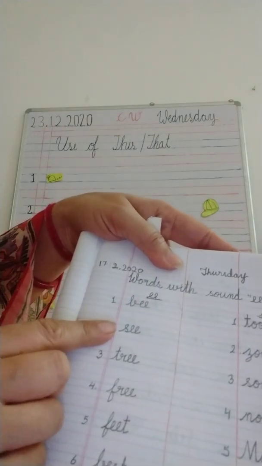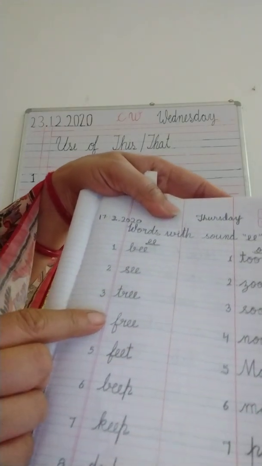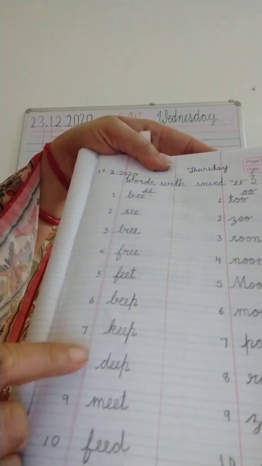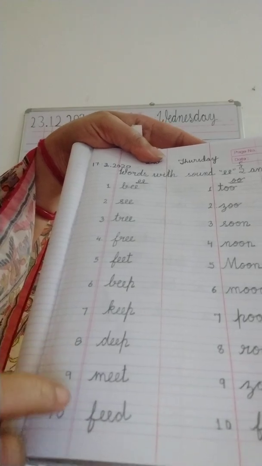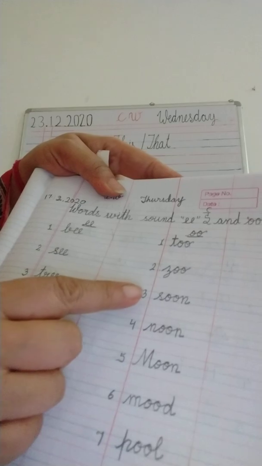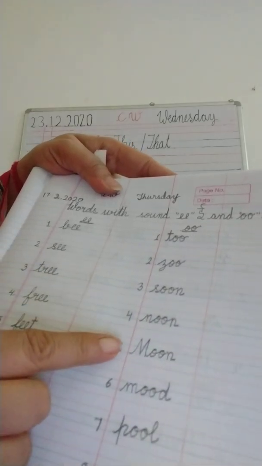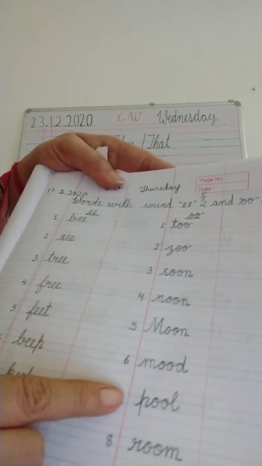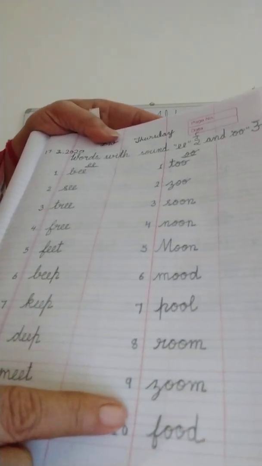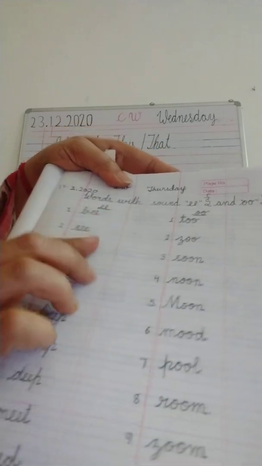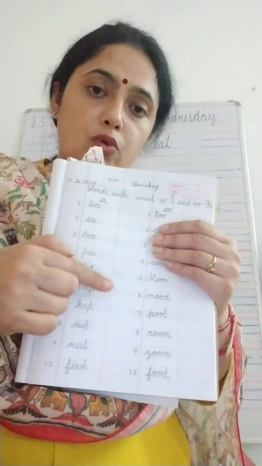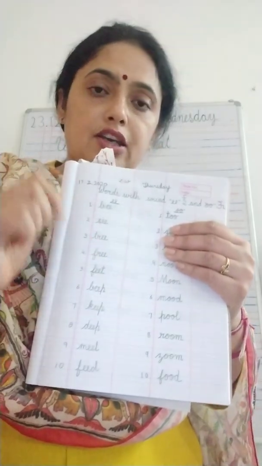B, C, tree, free, feet, beep, keep, deep, meet and feed. To, zoo, soon, noon, moon, mood, pool, room, zoom and food. Okay, so babies, this work you are going to do one more time in your English notebook.